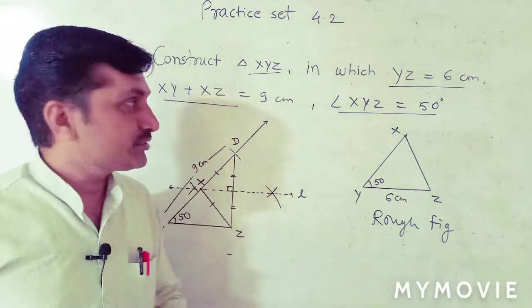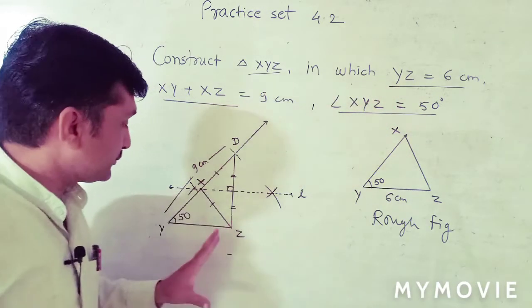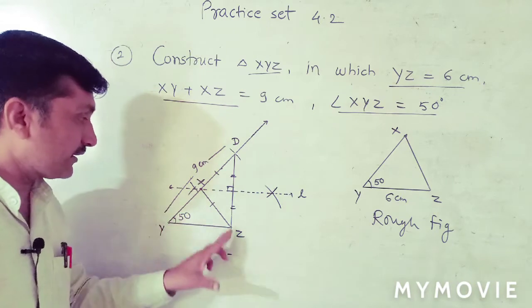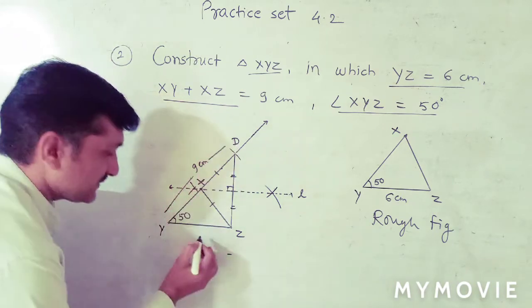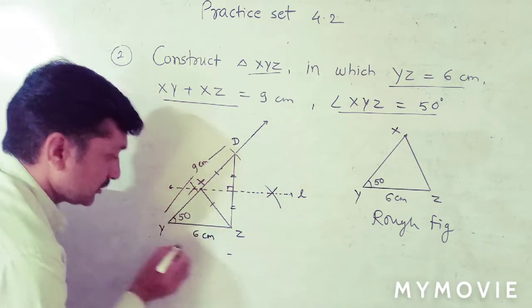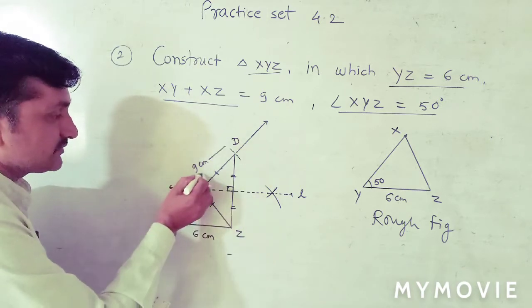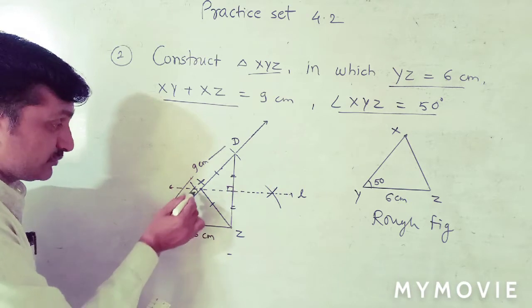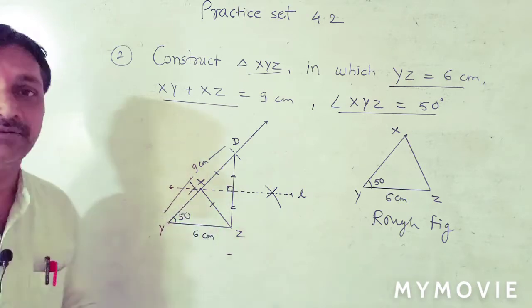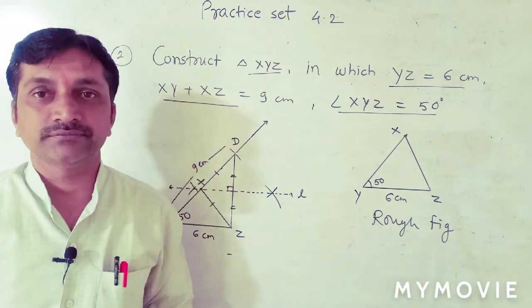Friends, by using the given measures we drew the required triangle XYZ. Here base YZ is 6 centimeters, the angle is 50 degrees, and the sum of two sides is 9 centimeters. The sum of two sides means XY and XZ. This is the required triangle.